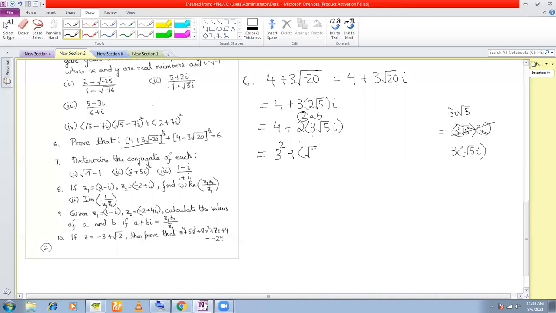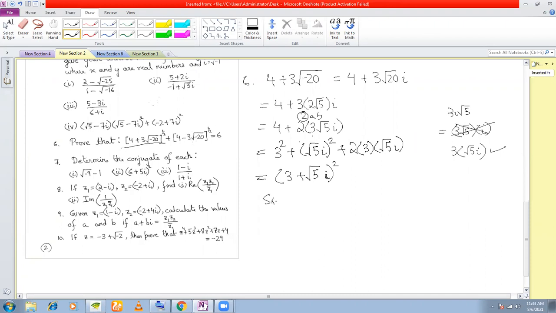3 square plus root 5 i square. Will it give me 4? This is 9 and this is minus 5. Yes, plus 5 i square. Yes, it is giving me 4. That means this is my correct breakup. So therefore, I'll break it up as 3 square plus root 5 i square plus 2 into 3 into root 5i. So that now this becomes 3 plus root 5i whole square.